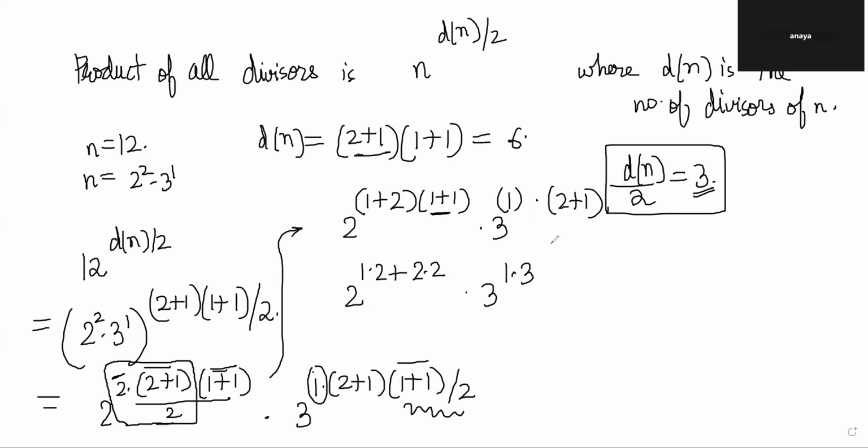Correct? So this can be written as 2 power 1 into 2 multiplied by 2 power 2 into 2, and multiplied by 3 power 1 into 3. And I want to show that it is the product of the divisors of 12. So the divisors of 12 are 1, 2, 3, 4, 6 and 12.